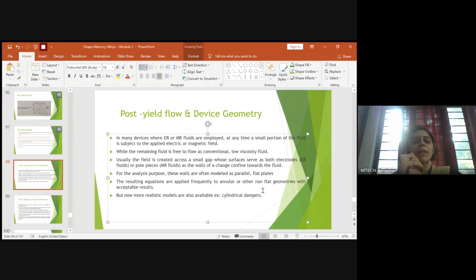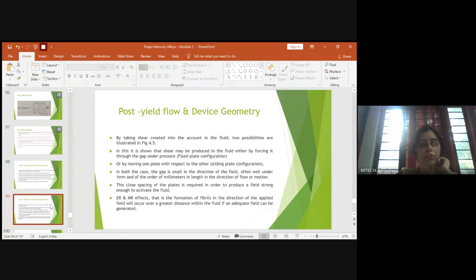These are all theoretical assumptions and theoretical models. To analyze this type of model, some realistic models are also available, as they claim in the research paper. They have given cylindrical dampers as an example. So cylindrical dampers are one realistic model explanation given in the research paper. This is about the basic concepts you have to understand related to post-yield flow and device geometry.